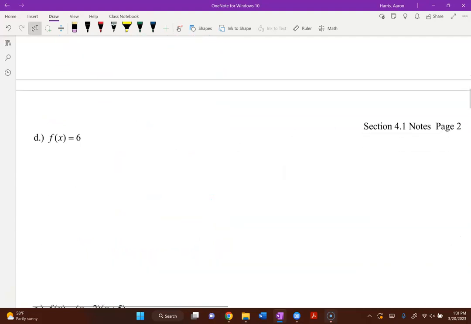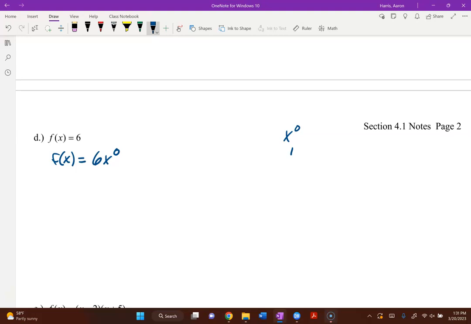How about this one? Now notice there's no x here. Let's write the x in. Anything to the 0 power is 1. This is just like 6 times 1. Is that a whole number? 0 power. 0. 0 whole number? Yes. 0, 1, 2, 3.